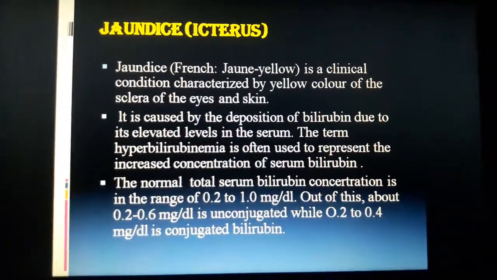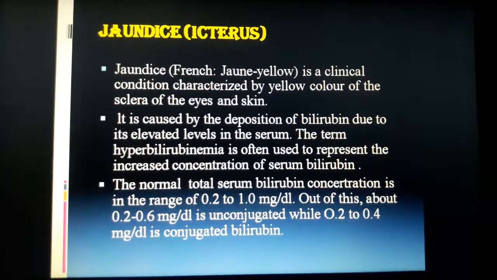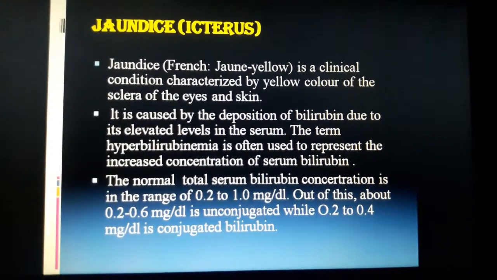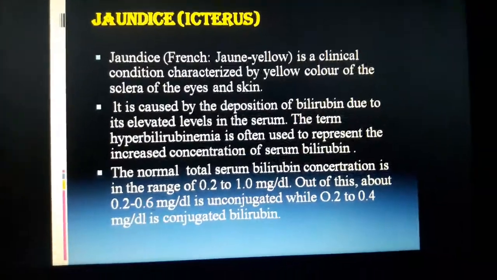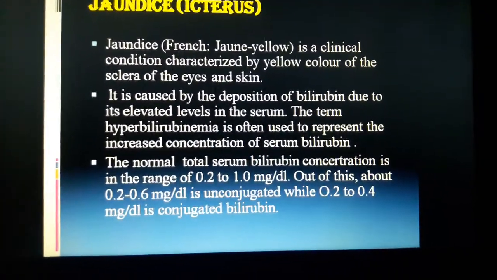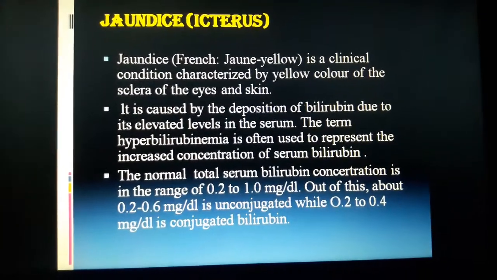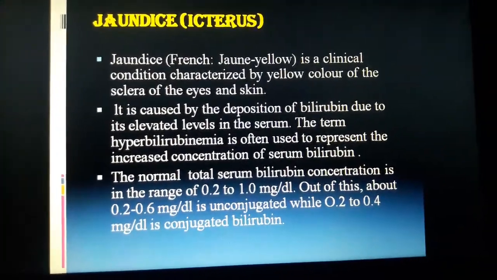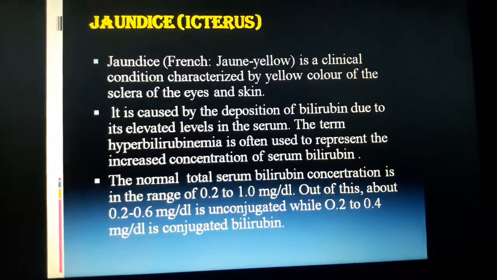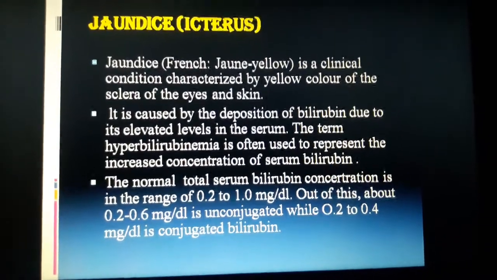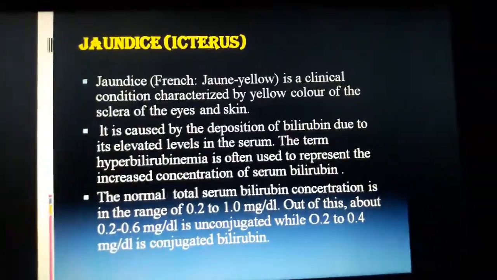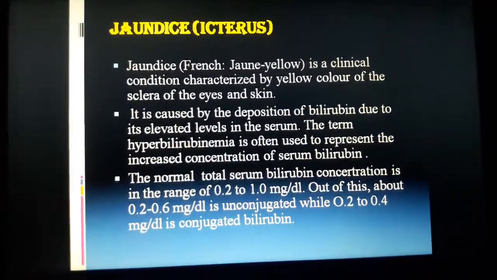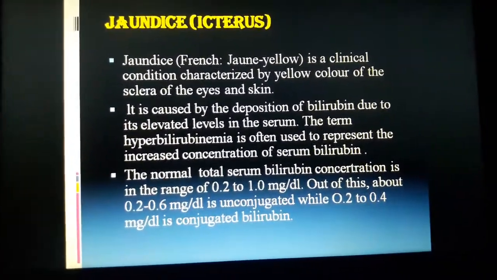What is jaundice? Jaundice, the word derived from the French word jaune, means yellow. It's a clinical condition characterized by yellow color of the sclera of the eyes and skin. It is caused by the deposition of bilirubin due to its elevated levels in the serum. The term hyperbilirubinemia is often used to represent the increased concentration of serum bilirubin.